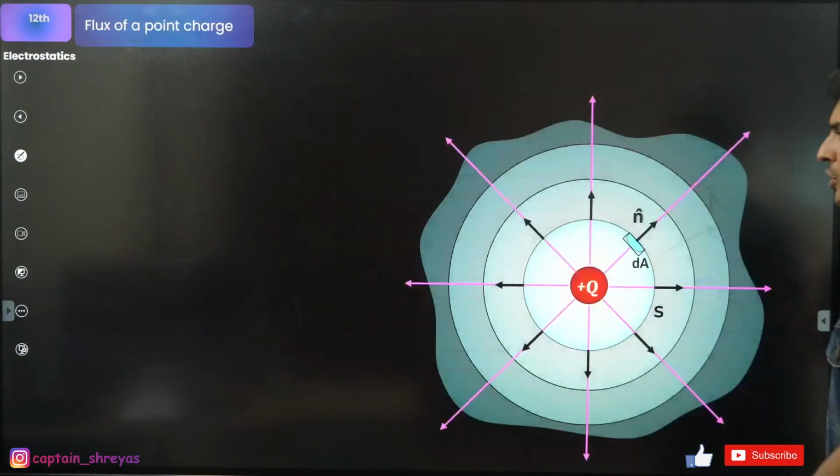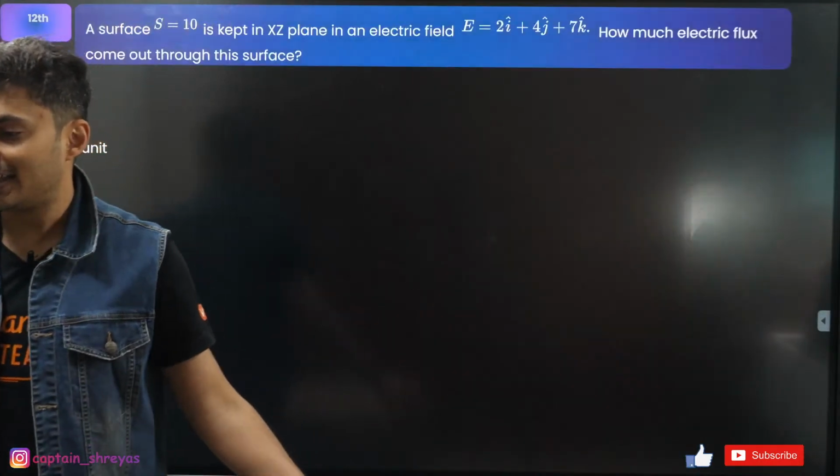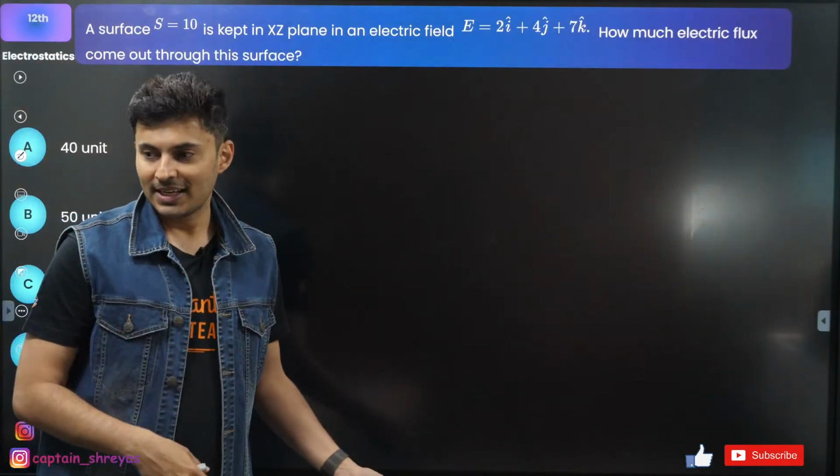Okay, so I think this should be clear. Now, what about the flux of a point charge? And then slowly we are going to go towards other things as well.